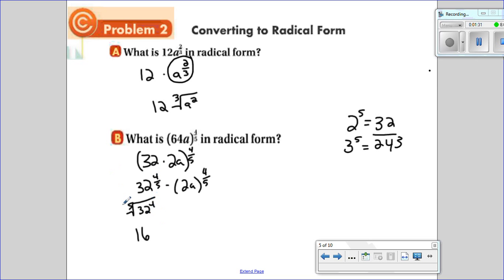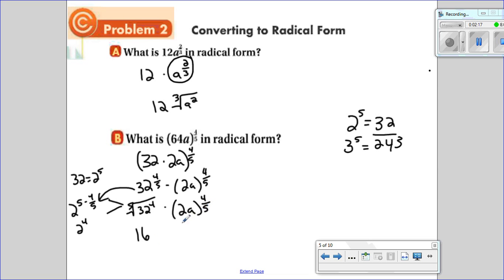You can do that on your calculator, but the easier way of doing that would be knowing that 32 is the same as 2 to the 5th. So if you take 2 to the 5th times 4/5, 5 times 4 is 20, 20 divided by 5 is just 2 to the 4th. And what's 2 to the 4th? 16. So it's a little bit simpler, and you can do it by hand if you realize that, but if not, you might have to just do it with your calculator. And then this, we're just going to leave as 2a to the 4/5.